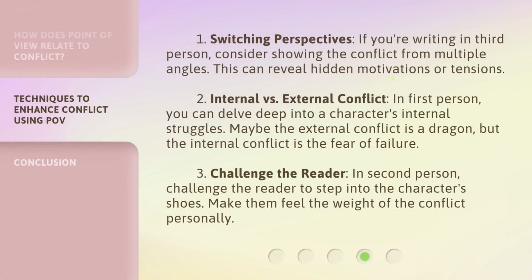1. Switching perspectives. If you're writing in third person, consider showing the conflict from multiple angles. This can reveal hidden motivations or tensions. 2. Internal versus external conflict. In first person, you can delve deep into a character's internal struggles. Maybe the external conflict is a dragon, but the internal conflict is the fear of failure.